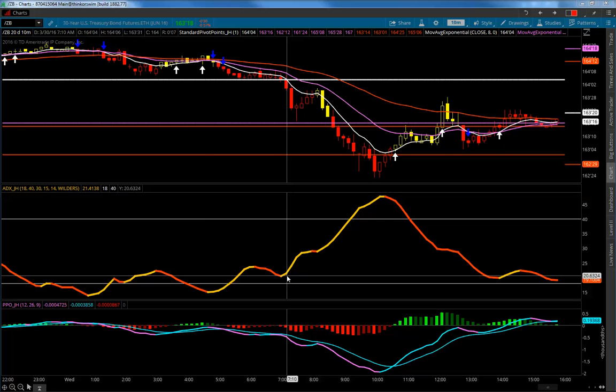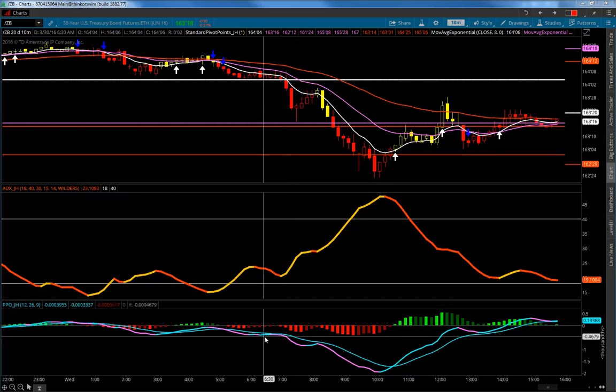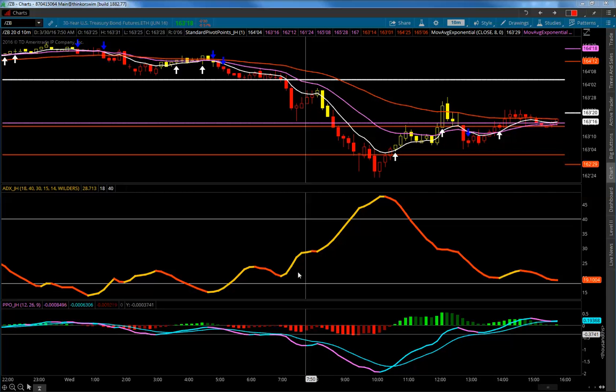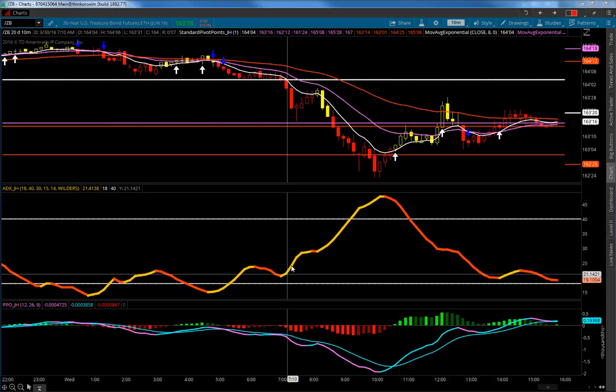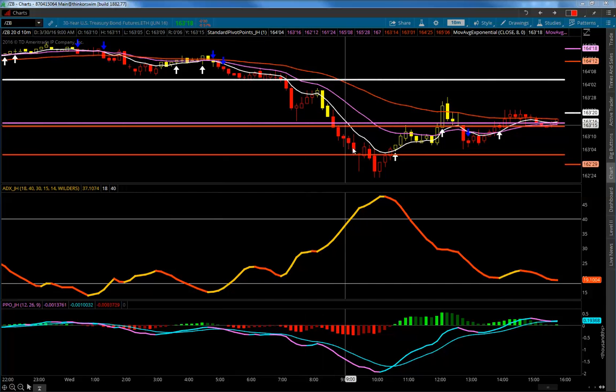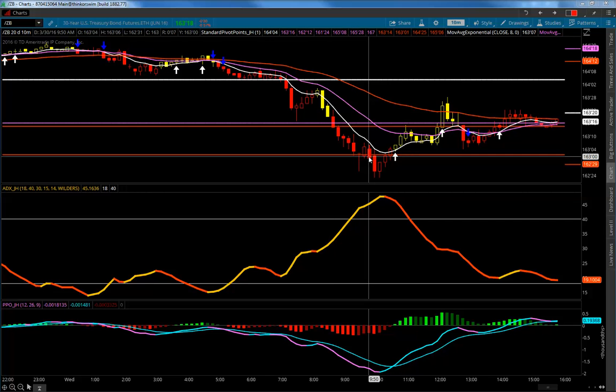This one I consider a continuation trade. They're a little trickier, but if you look at this PPO, the histogram on it is really showing us some good stuff. ADX is turning green. We've been going down all morning, and it turns into a big winner. So that's what I've been doing on ZB. Let me show you what I've also done on the daily charts.